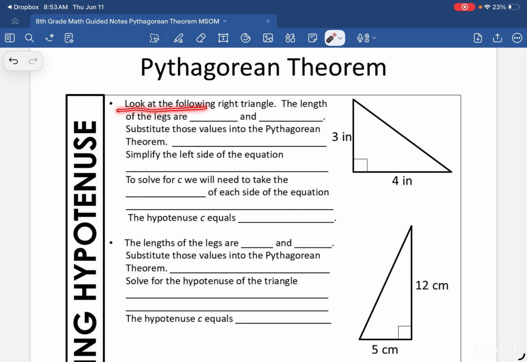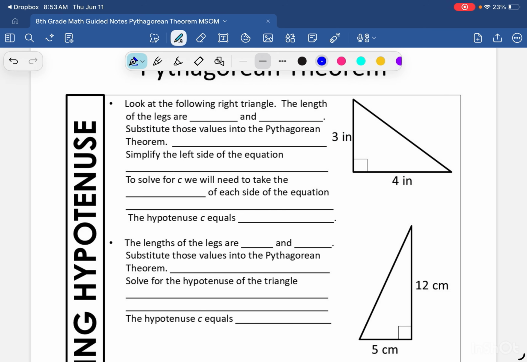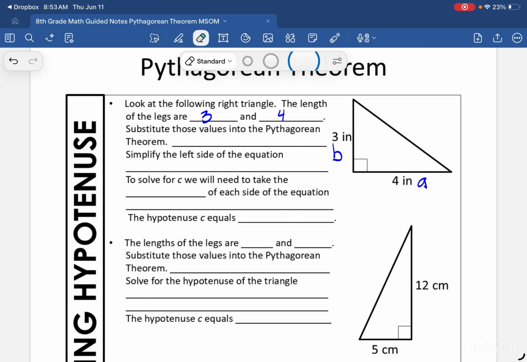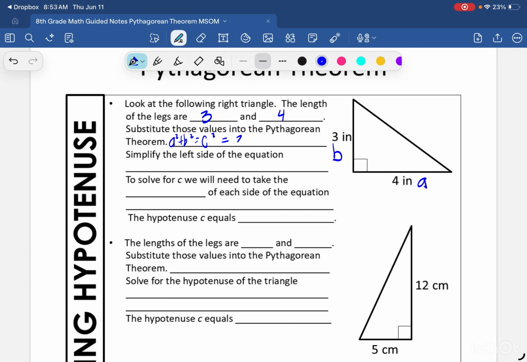Look at the following right triangle. The lengths of the legs are 3 and 4 inches. Substitute those values into the Pythagorean theorem. One of these is A and one of them is B. It doesn't matter which is A and which is B, as long as they're the sides that form the right angle. So I have A squared plus B squared equals C squared. Substituting that in, I get 3 squared plus 4 squared equals C squared.